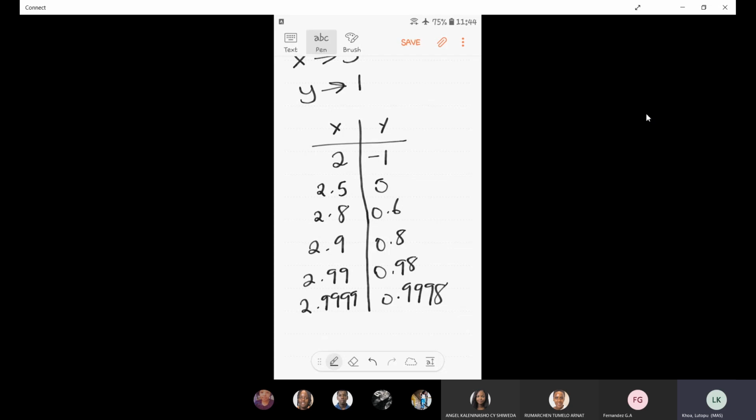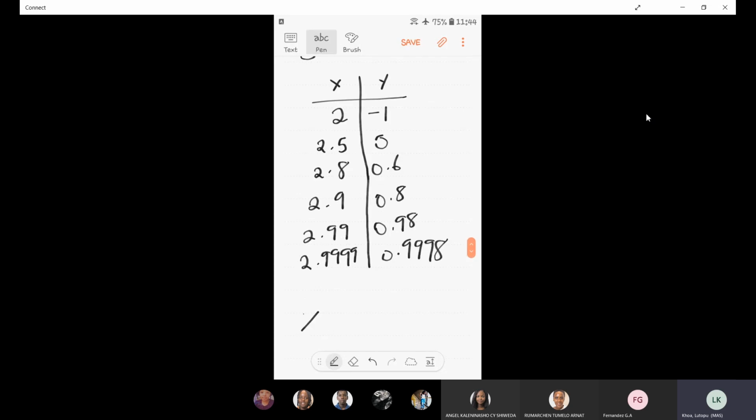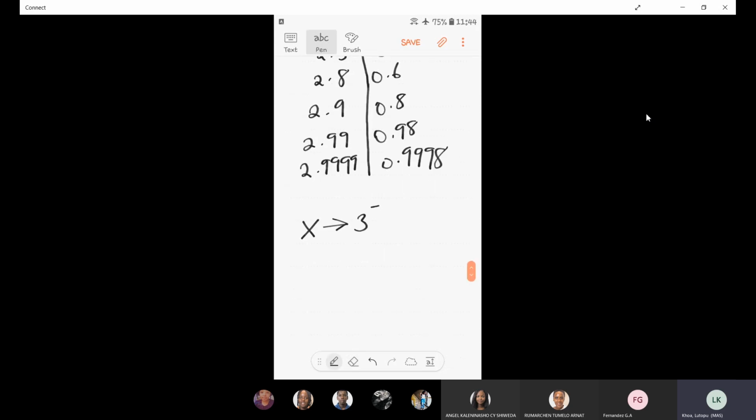So even in this case, we can see that when x is going towards 3, but this time from the left hand side, so I have values that are less than 3, and I'm building up to 3, I can see that my y values here, minus 1, 0, 0.6, 0.8, 0.98, and so on, they are getting closer and closer to 1. So I say y is going towards 1.